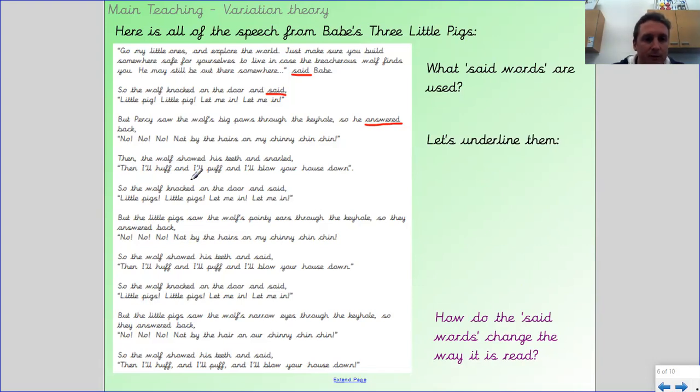For example, I'm going to do this one. Then the wolf showed his teeth and snarled. Then I'll huff and I'll puff and I'll blow your house down. Okay, so the said word in that. Let's have a think. Which one is the said word? The wolf. Then the wolf showed his teeth.